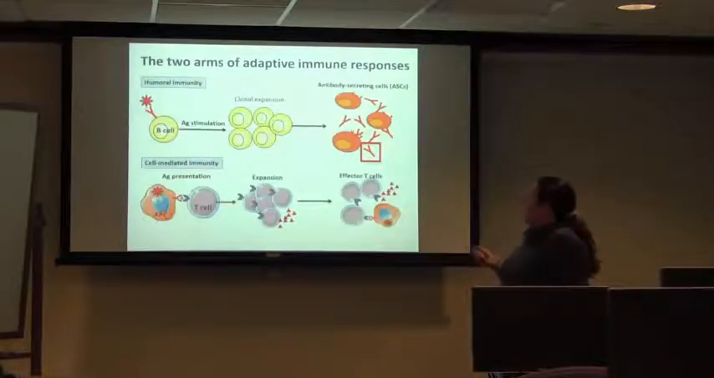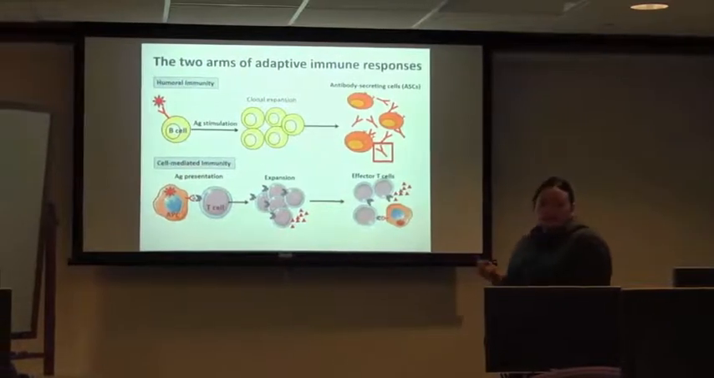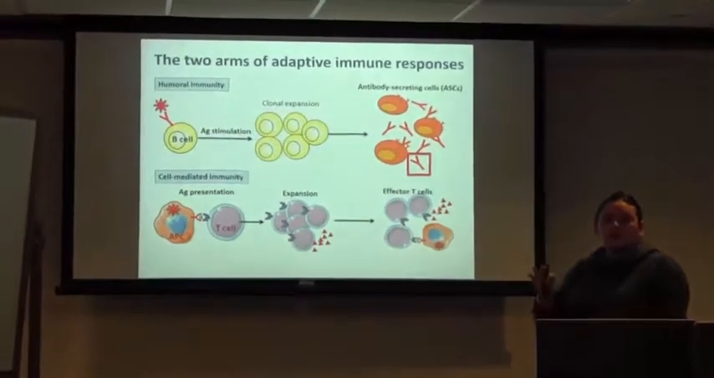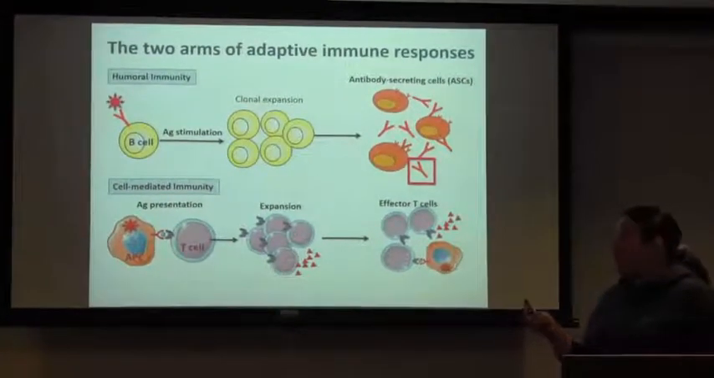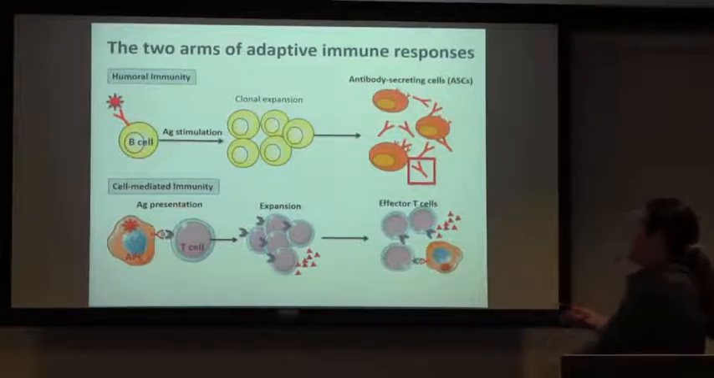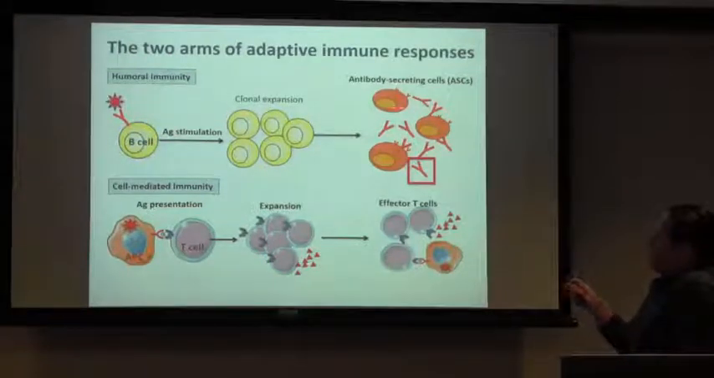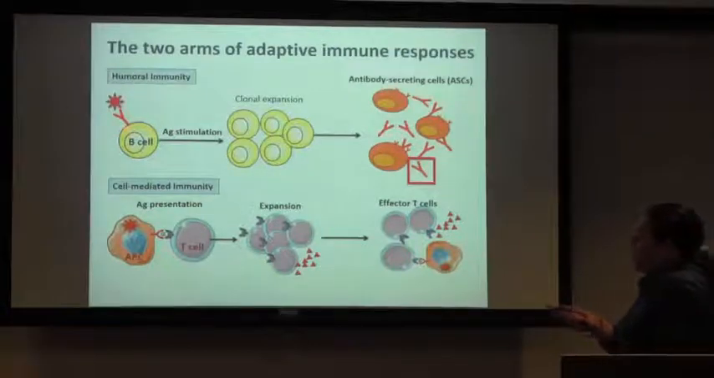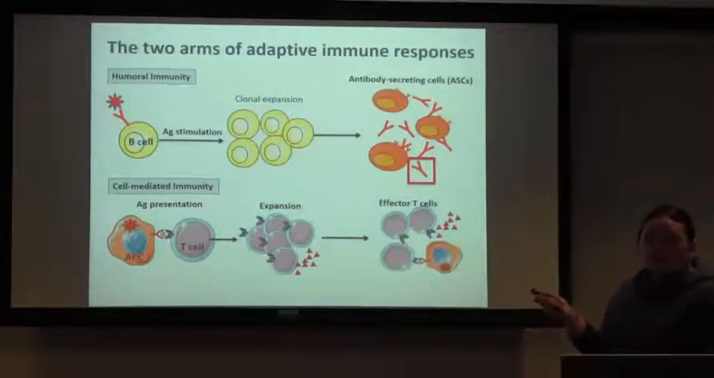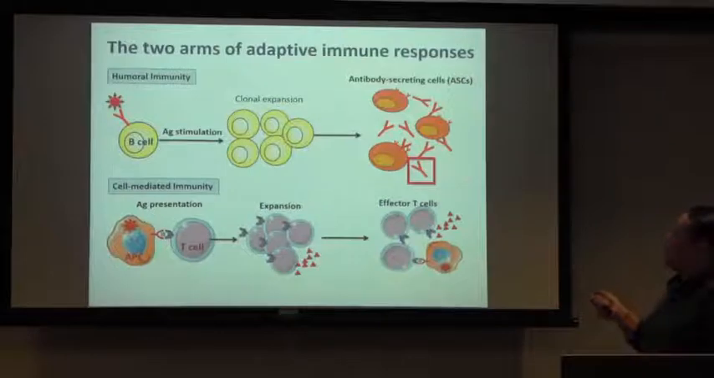So there are two arms of the adaptive immune response. First I want to point out that these cells can not only do adaptive immune responses, but can also do innate immune responses. But I'm going to focus on the adaptive immune response of these two arms. One arm is what we call humoral immunity. Humoral immunity is basically done by B lymphocytes that are able to recognize antigen through the B cell receptor on their surface. Once they recognize the antigen, they undergo clonal expansion and differentiate into effector cells called antibody-secreting cells. These antibody-secreting cells can also be called plasmablasts, plasma cells, or immunoglobulin-secreting cells.